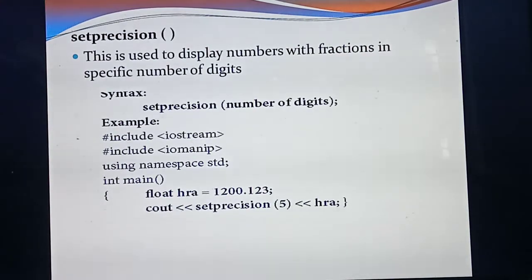Listen, this is a syntax, very important. See the syntax: setprecision(number of digits). If you need to use setprecision, you should follow this syntax. What's the syntax? setprecision(number of digits). You give the keyword setprecision, then inside you give the number of digits. Based on that, the particular number will be displayed in the output screen. Understood?